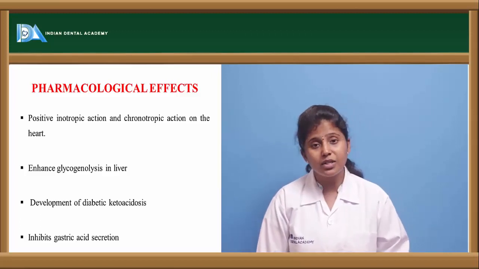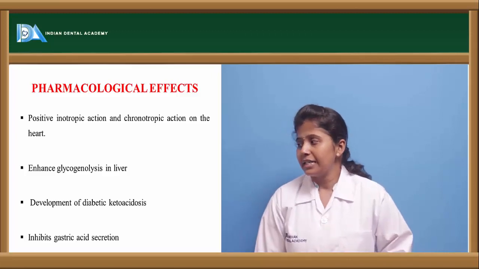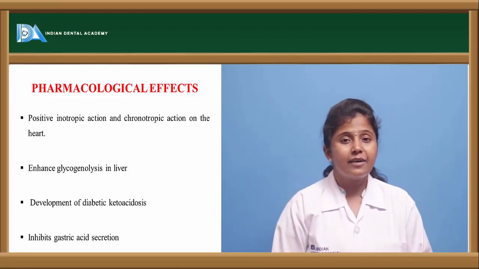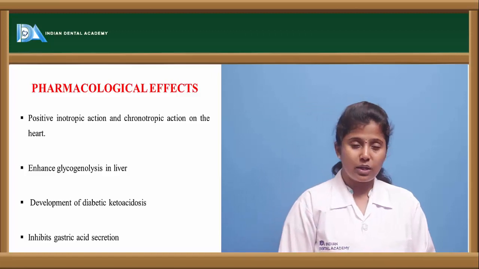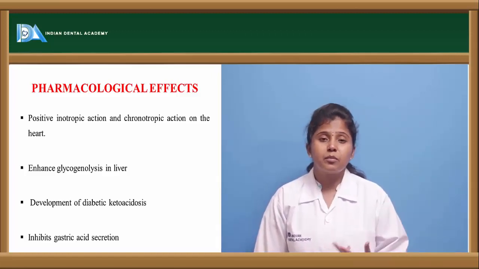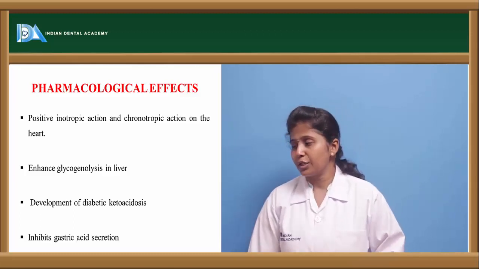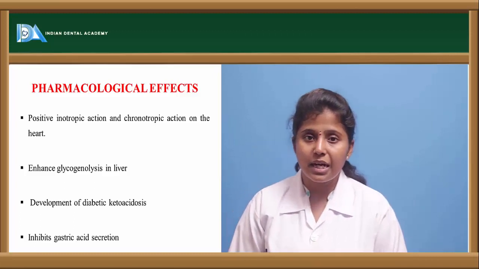So it allows the glycogen to break down into glucose, and it mainly aids in the development of diabetic ketoacidosis. So if glucagon action is more, then it promotes diabetic acidosis. The ketone bodies are formed more in this condition, and it inhibits gastric acid secretion.